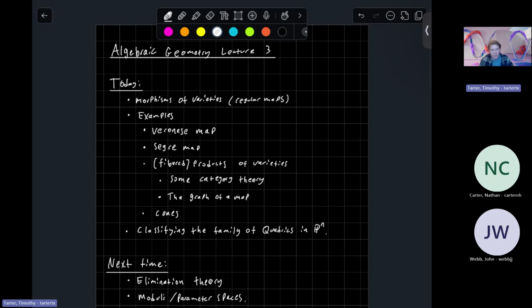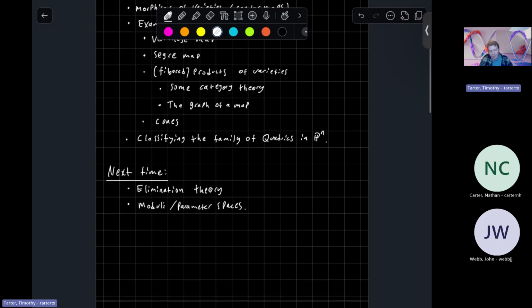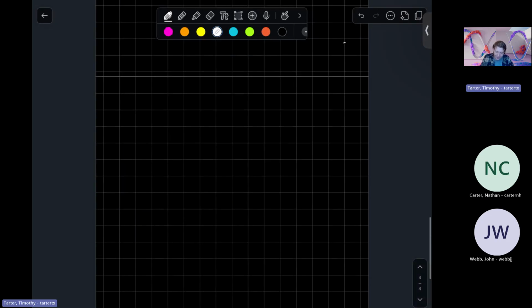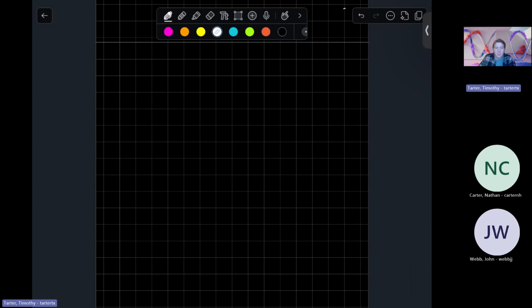And then we're just going to go through a bunch of examples of regular maps and then constructions of varieties. And then the thing that we'll try and end with, time permitting, is classifying the family of quadrics in projective n space. And this will be a lead into next lecture. We'll talk about next time this thing called elimination theory, and then these things called moduli spaces, which the family of quadrics in Pn will be an example of. So ignore the nice pictures for now. We'll get to that soon.